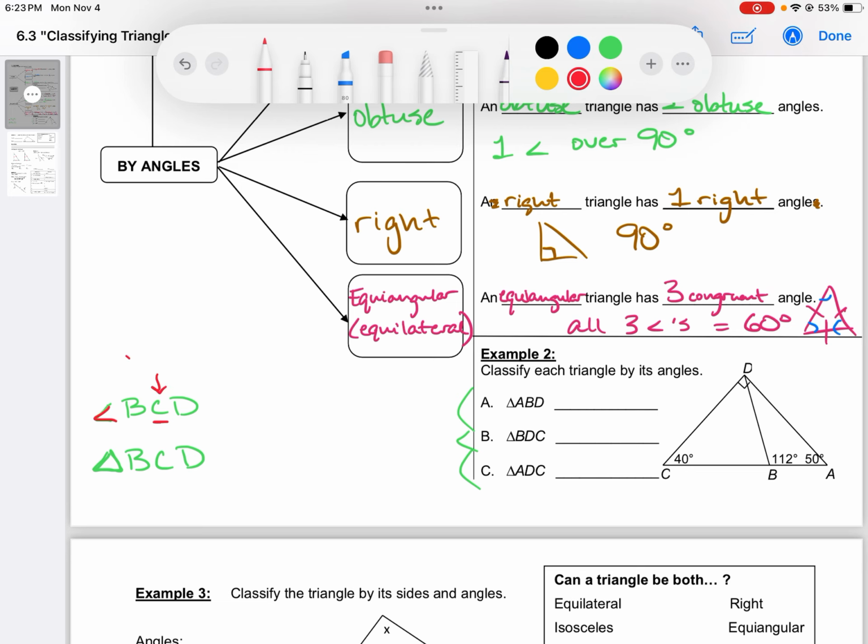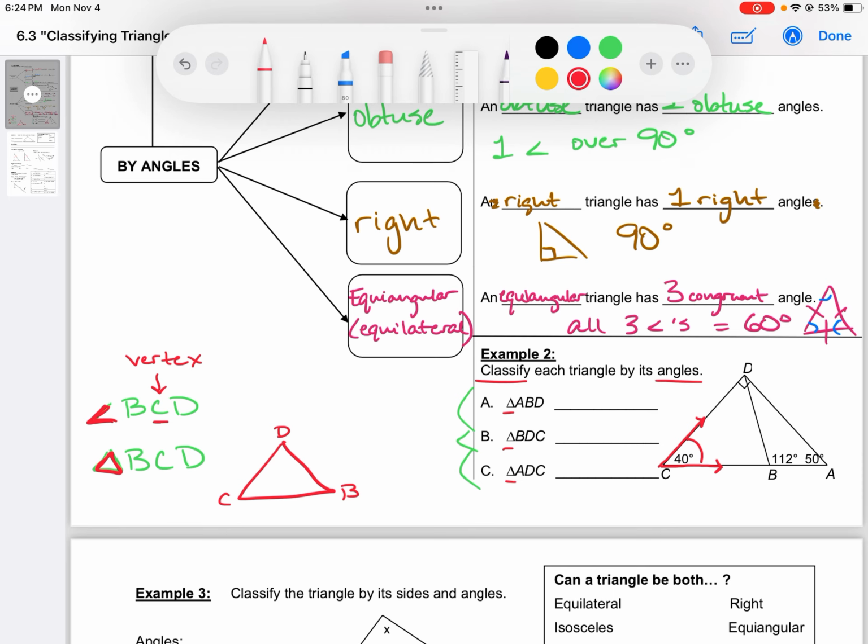When you see angle BCD, this middle letter is the vertex. And so in our picture over here, it would actually be this angle from B to C to D. That would be angle BCD, just that 40-degree angle. But if you see the triangle BCD, it means a triangle with the corners B, C, and D, the entire thing. So it's really important to differentiate between angle and triangle.